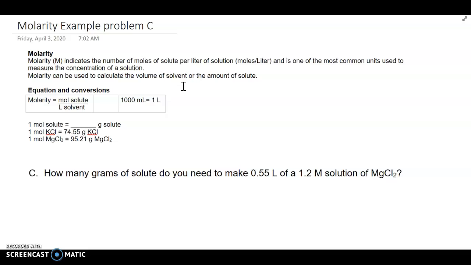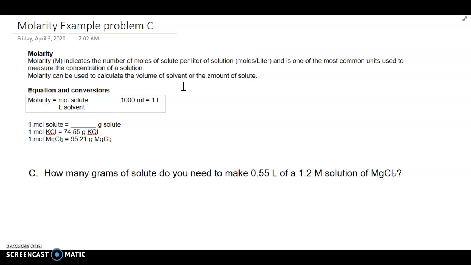Molarity is the number of moles of solute, that's the solid in our examples, per unit of solution, which is normally a liquid, and it is moles per liter. So you have to convert to moles per liter to use the equation. It's one of the most common units to measure the concentration of a solution. So molarity measures the concentration.